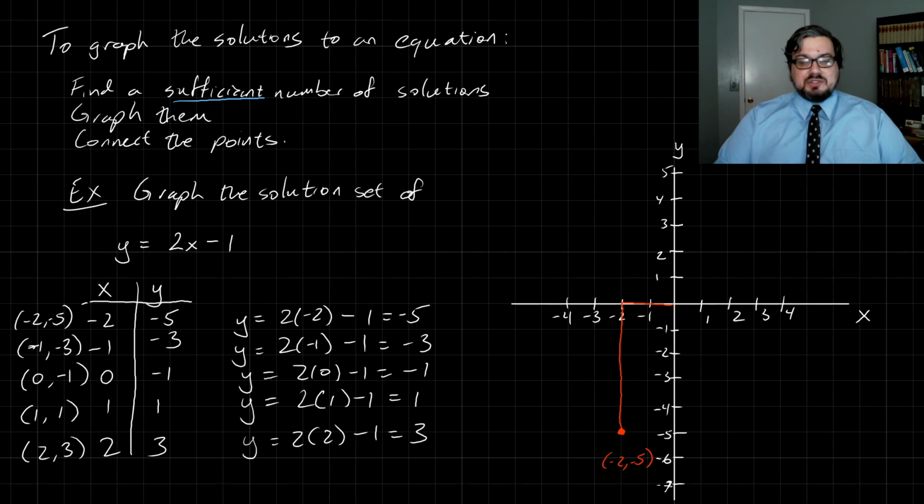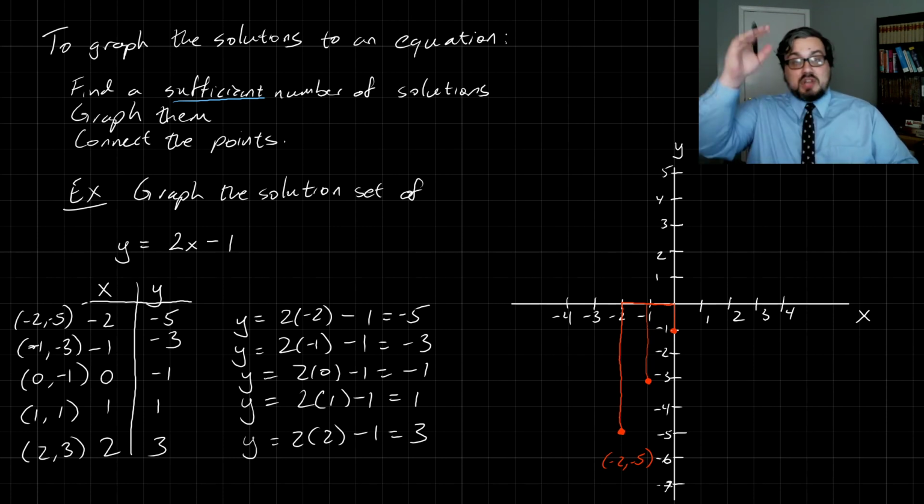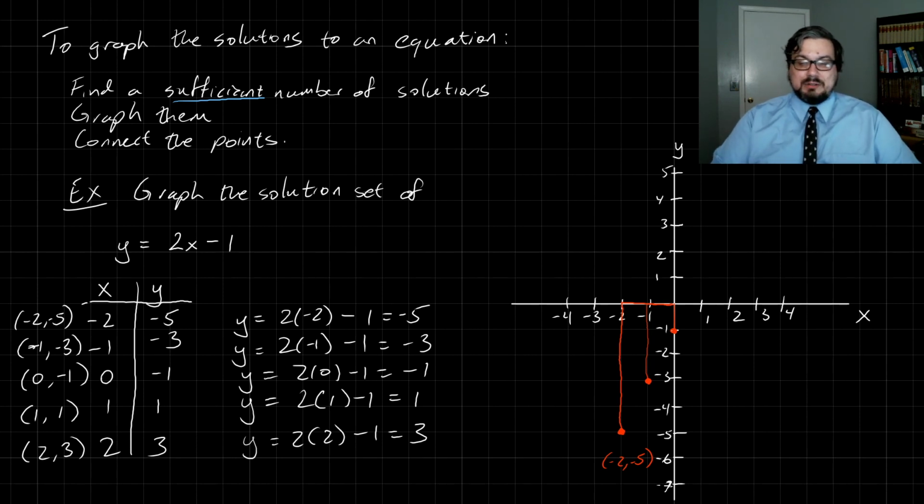All right, our next solution is -1, -3, which we represent by going over to -1, going down to -3. 0, -1 will appear here. So an x coordinate of 0 means we actually don't move at all. It means that we're actually staying on the vertical axis, not moving left or right, but just up and down. So we get the point 0, comma, -1. Oh, I forgot to label my other point.